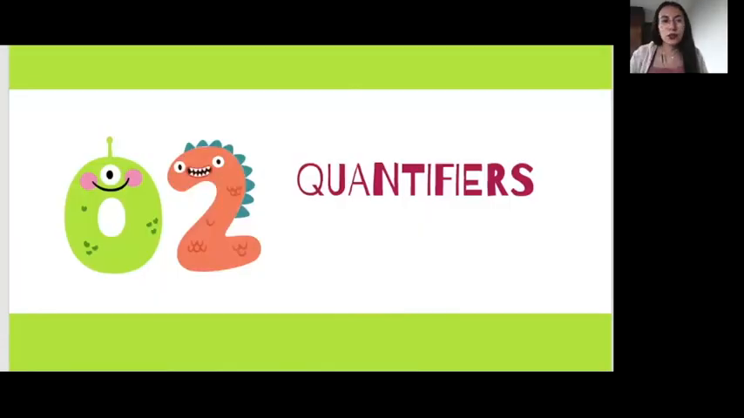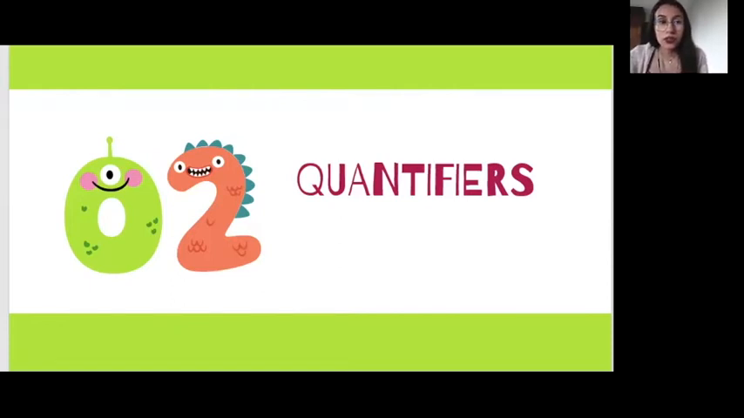Hi there. Today we are going to review quantifiers. This is our second determiner. So we are going to use quantifiers to talk about the quantity of the noun, as it is a determiner, as we are talking about determiners, ok?